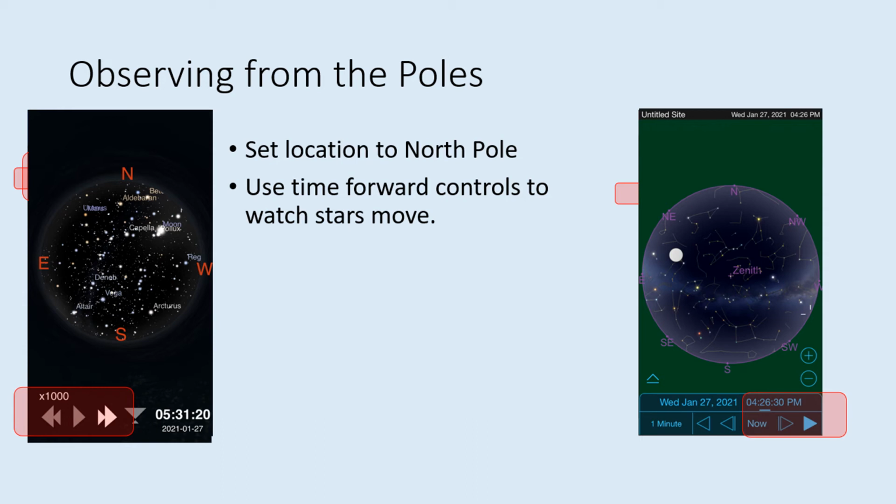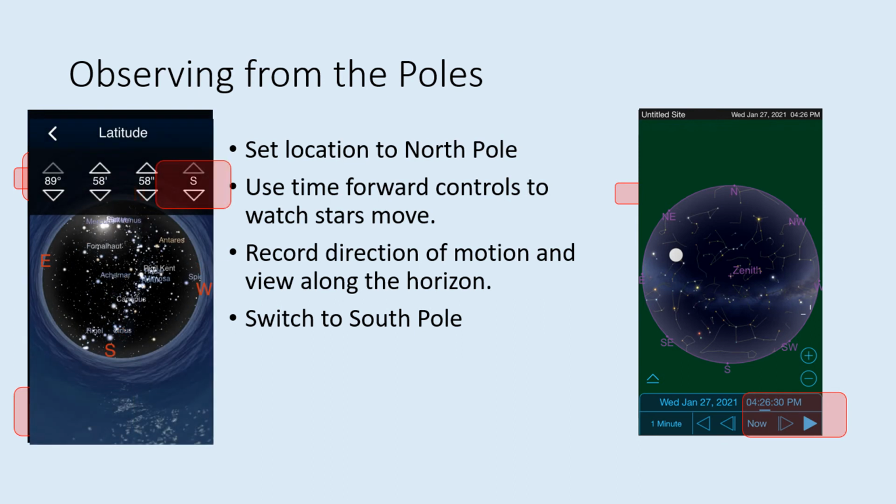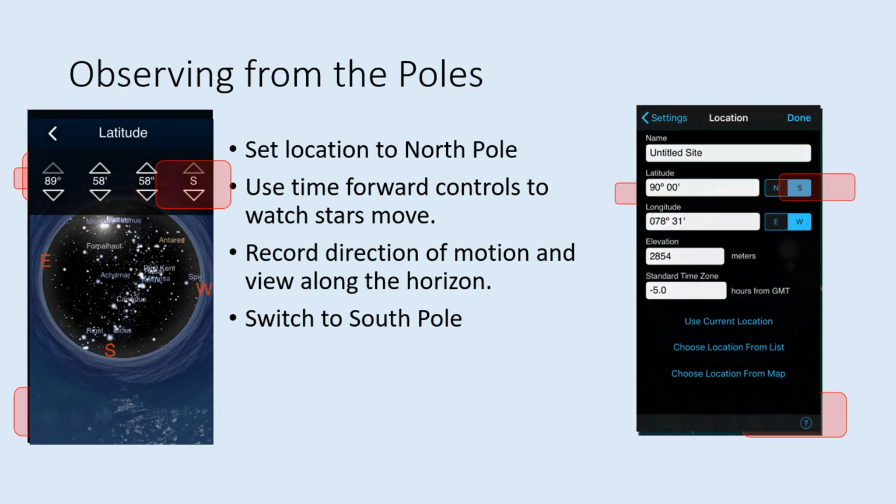Remember that the celestial pole is the point that the sky appears to spin around. Notice what is similar and what is different from what we saw at the equator. Which direction does the sky seem to rotate now? When you look at the horizon, how do the stars appear to move? Once you've finished answering the questions from the North Pole, try resetting the location to the South Pole and repeating your observations.